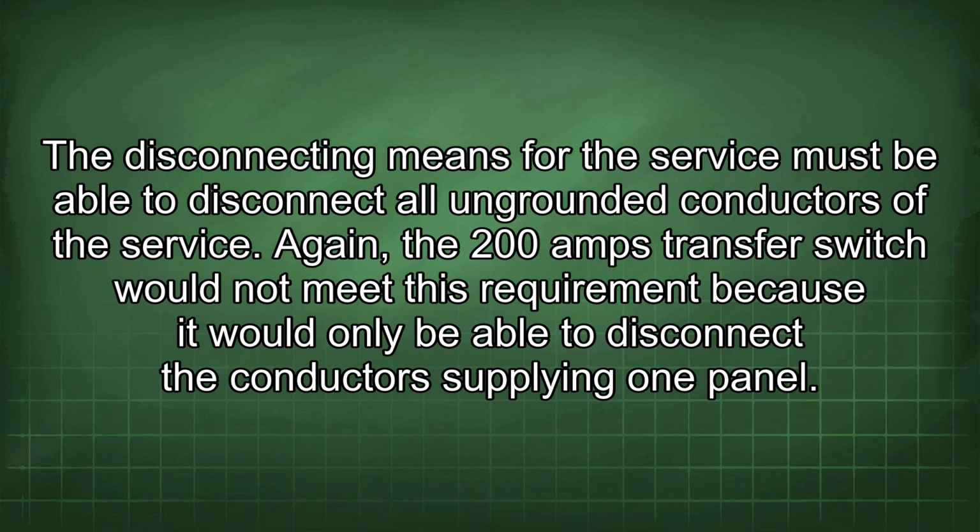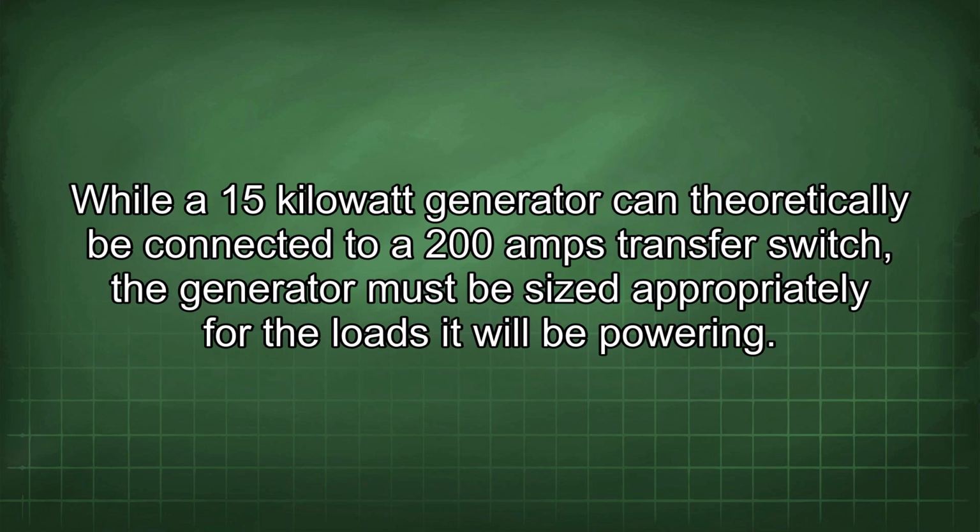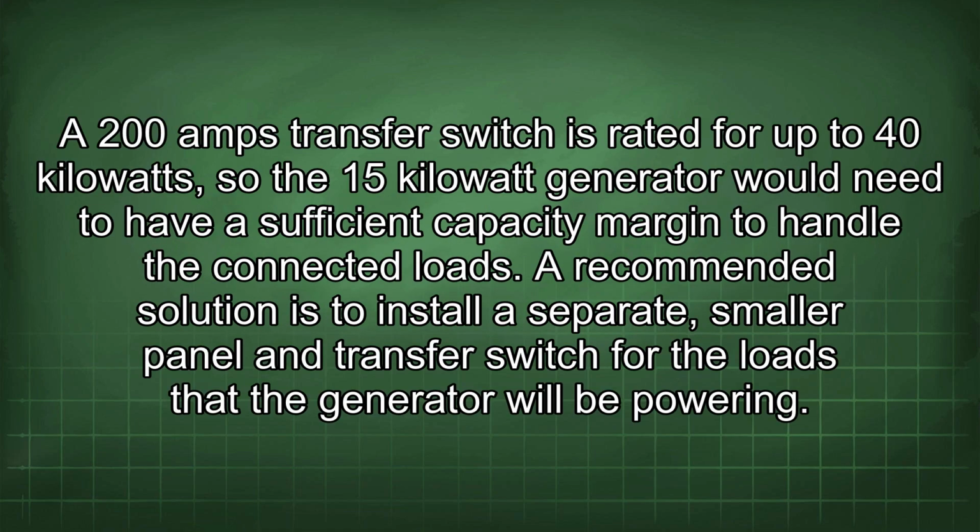Again, the 200 amps transfer switch would not meet this requirement because it would only be able to disconnect the conductors supplying one panel. While a 15 kilowatt generator can theoretically be connected to a 200 amps transfer switch, the generator must be sized appropriately for the loads it will be powering. A 200 amps transfer switch is rated for up to 40 kilowatts, so the 15 kilowatt generator would need to have a sufficient capacity margin to handle the connected loads.